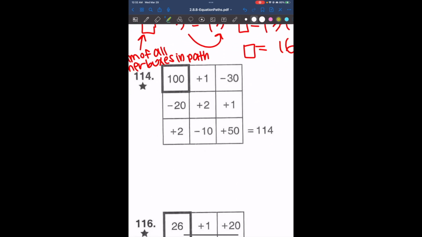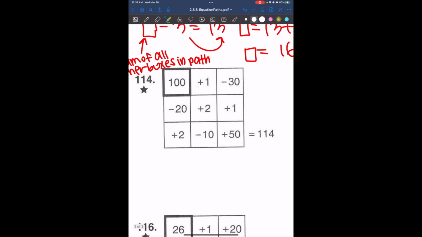Now I'll go over problem 114. I'll go over the solution so that you guys can check your work later after you're done solving. So again, if you need time before I go over the solution, just feel free to pause the video. We want to start with 100 and end with 114. And so 114 minus 100 is 14. So the path must add up to 14.